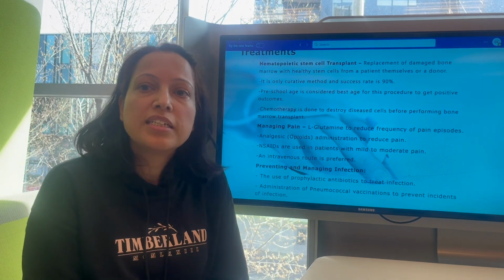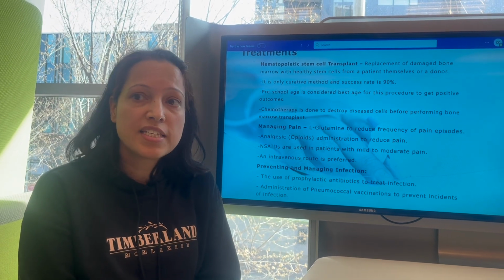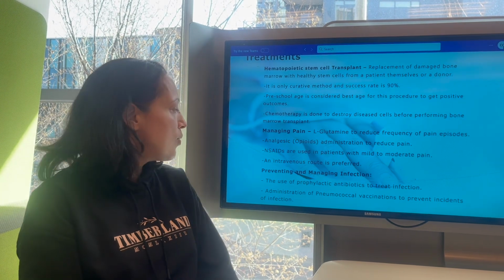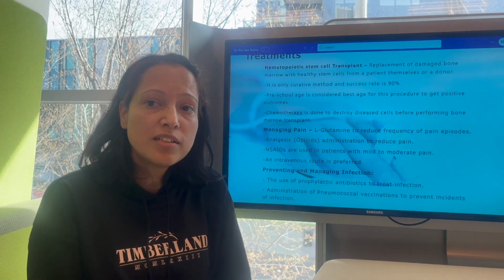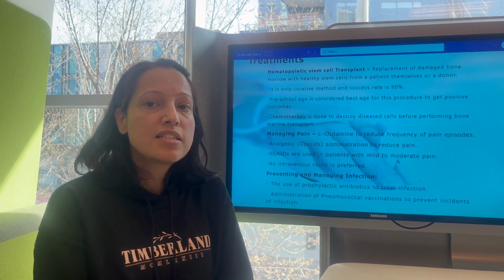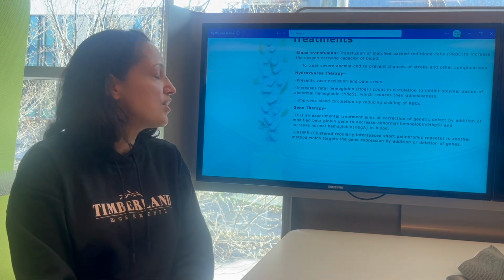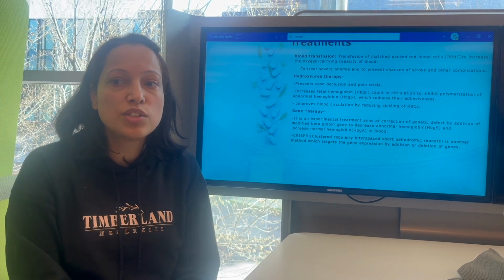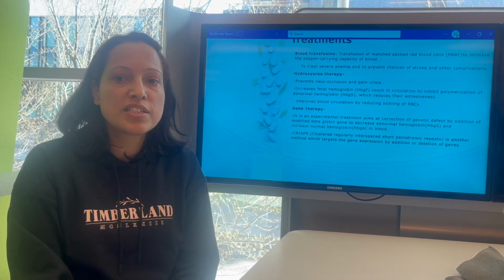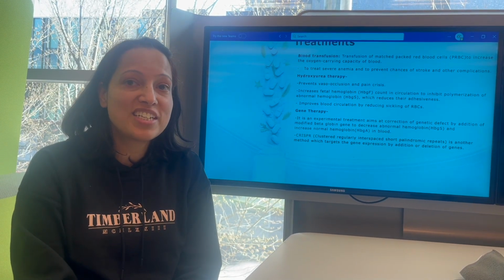Another treatment is managing pain. Pain can be managed by giving opioids and NSAIDs, and the preferred route is intravenous. And another one is preventing and managing infection. Antibiotics are given to treat infection, and pneumococcal vaccine is given for prevention. The other treatment is blood transfusion. Transfusion is done to increase the oxygen carrying capacity of blood. Packed red blood cells are used for transfusion to treat anemia and other complications.